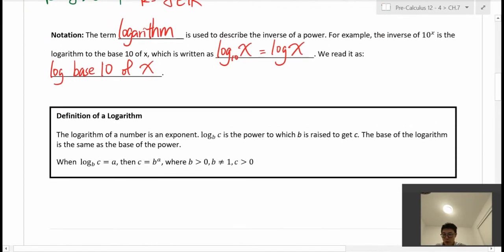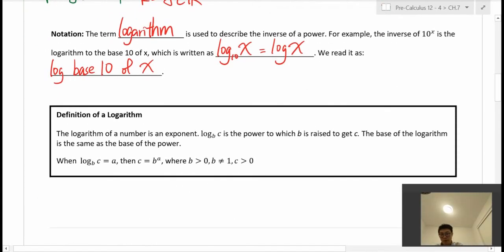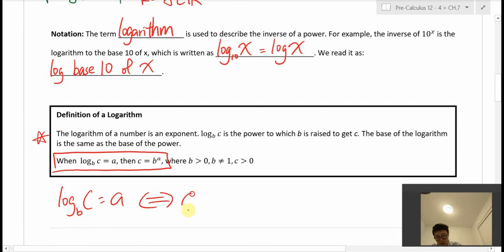So here's the definition of a logarithm. You can read this, but I find this kind of confusing. Really, the key takeaway here is this right here. If log base b of c is equal to a, in that case, that means c is equal to b to the power of a. So these two are equivalent. This is equivalent to this. This means that, and that means that. They're just the same thing, but written in a different form. One is the log form, and one is the exponential form, power.